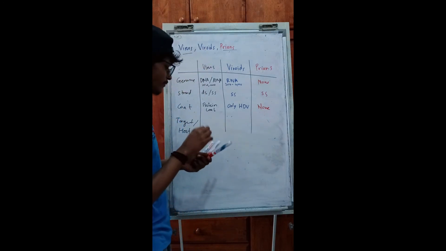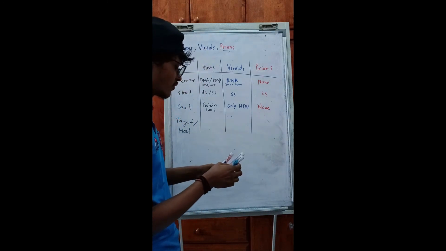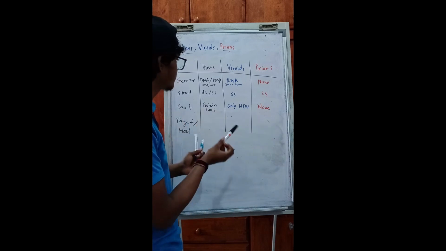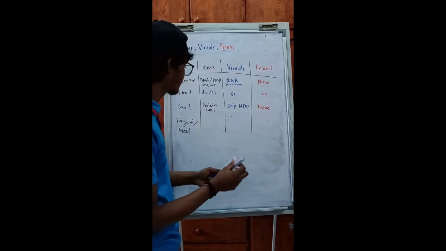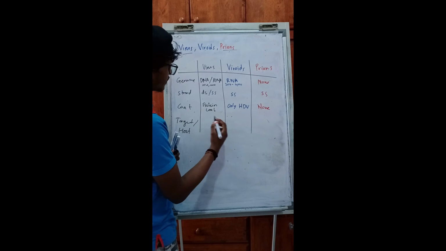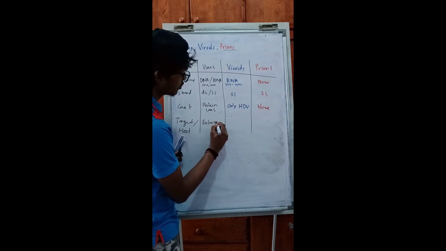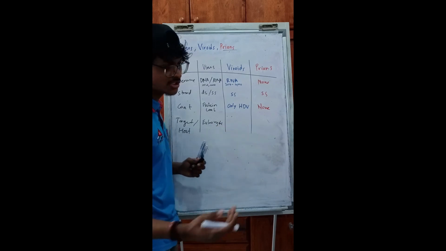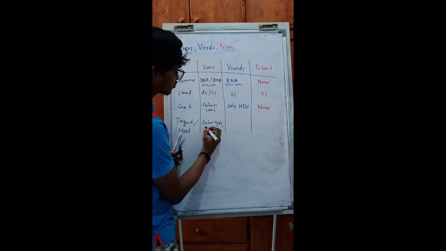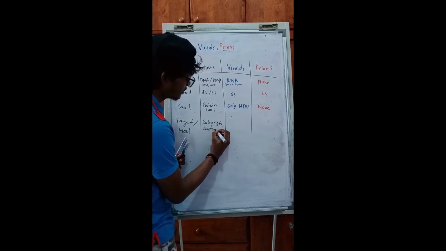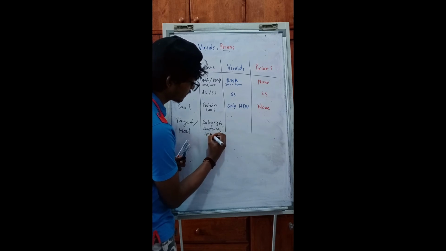So the target: what types of cells and systems will these be affecting? For viruses, the target host is everything, like eukaryotes. Under eukaryotes, as we know, it will be animals, plants, and so on, and also bacteria under the bacteria kingdom, and also archaea.